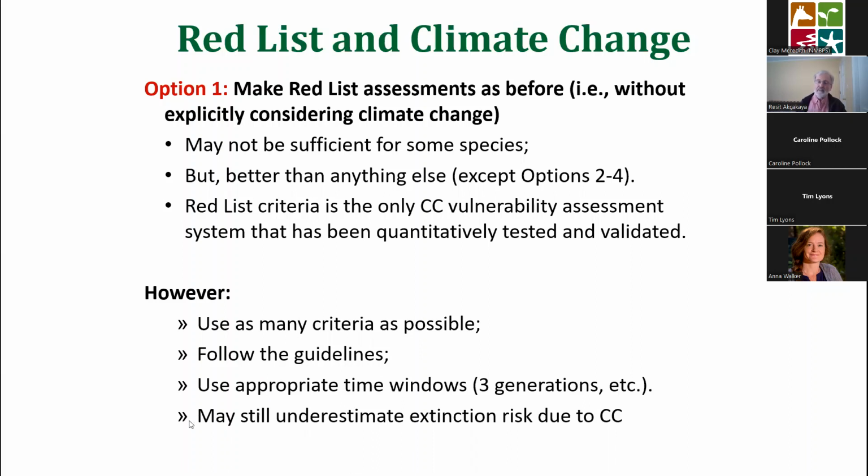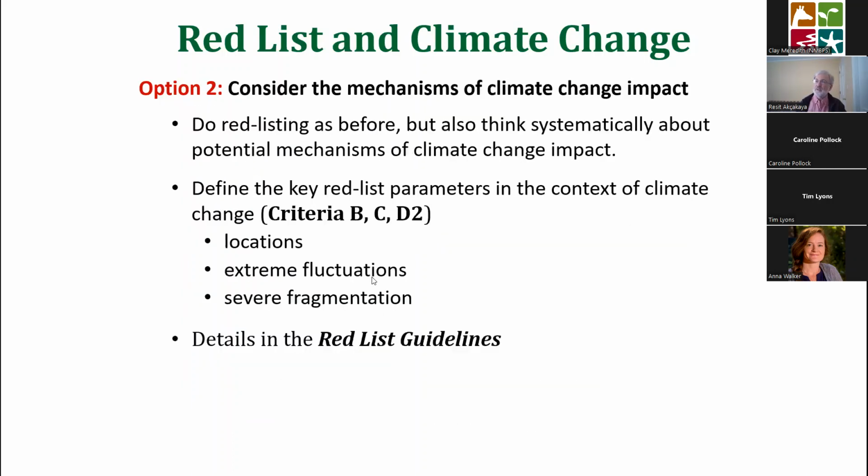And keep in mind that unless you explicitly model changing climate, you may still be underestimating extinction risk due to climate change. So option 2 is to consider the mechanisms of climate change and do the red listing as before, but systematically think about if climate change is affecting the species, how would it actually happen? Now, what would happen? Would the species stop reproducing in the southern parts of the range? And if it does, how fast would it decline?